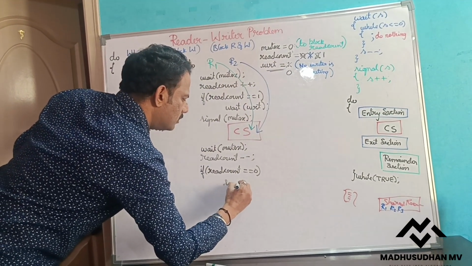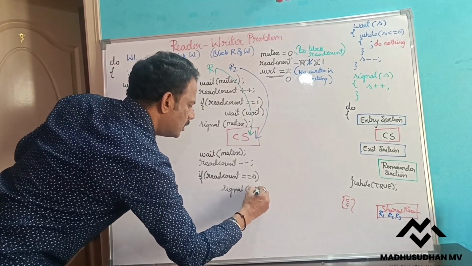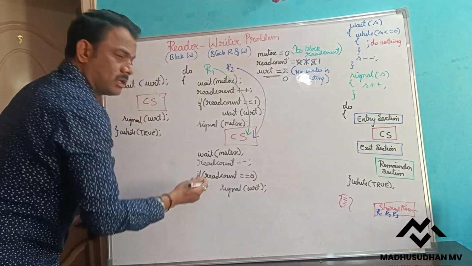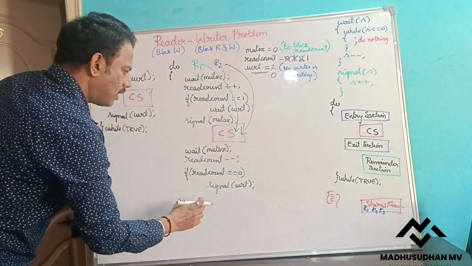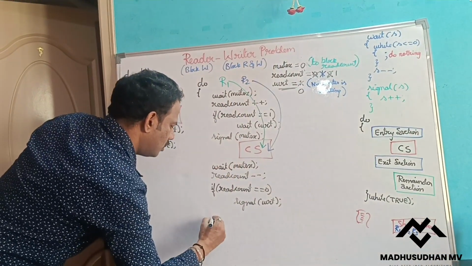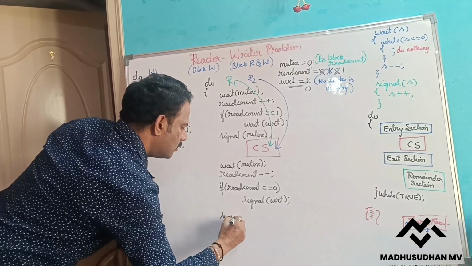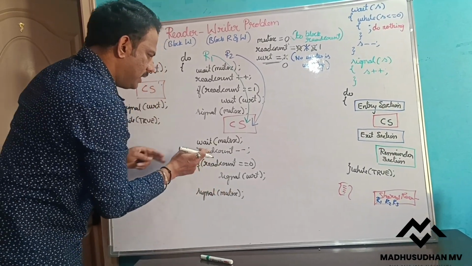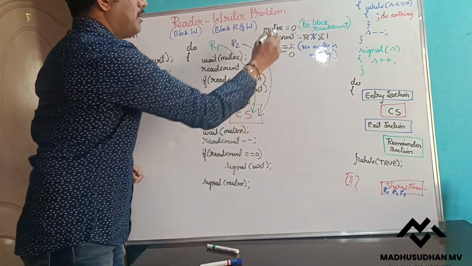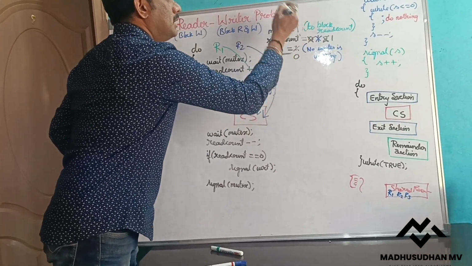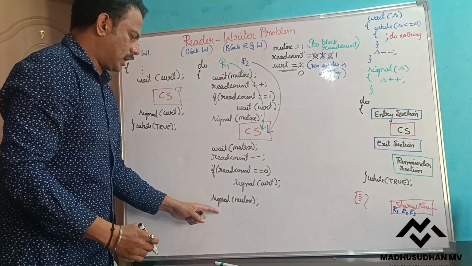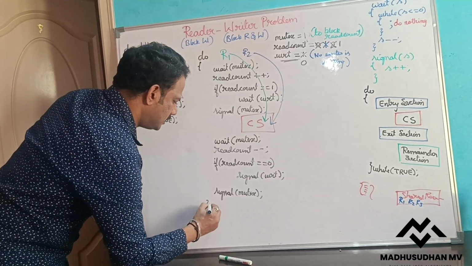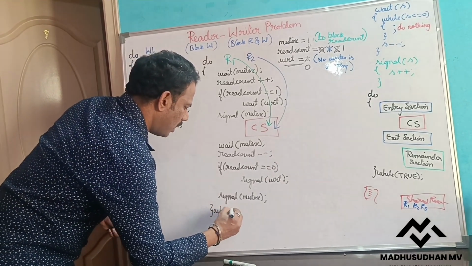So signal WRT. Then it comes out. After that, what do you have to do? You have to release this mutex also. So signal mutex. See, I blocked here, right? That I am releasing. Now again I made it 1. Signal means it is incrementing. Okay, it comes out. After that, that's it. While true.